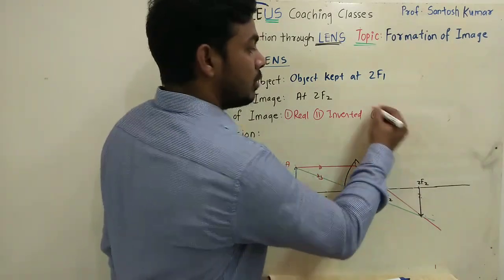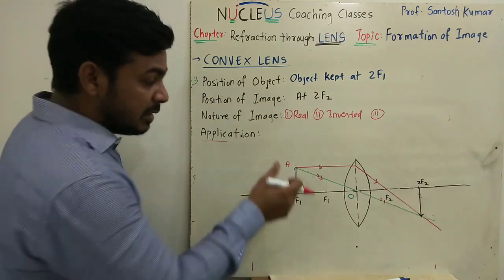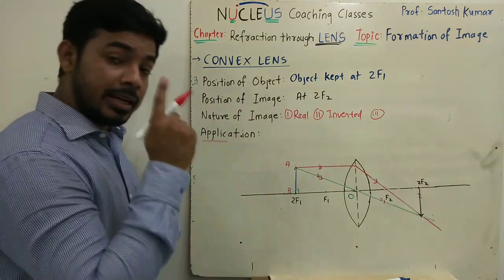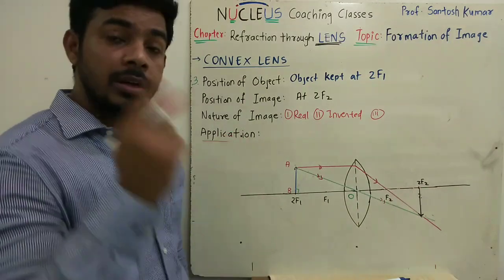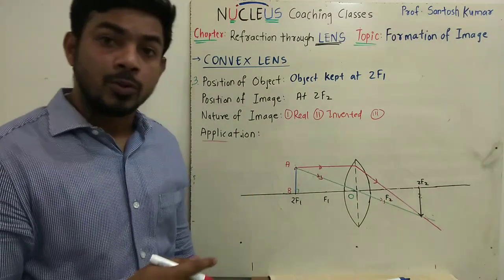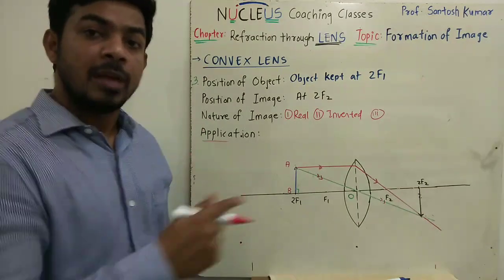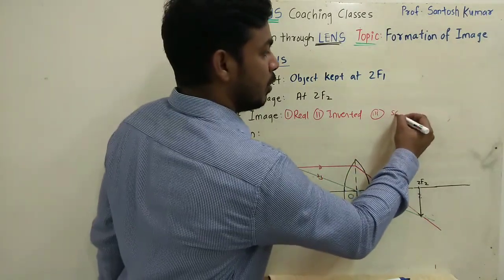Now if I talk about the height of the image, it will be the same as that of the object. So remember, in this case, when the object is kept at 2f1, the image is obtained at 2f2, and the height of the image would be the same as that of the object, so it will be of the same size.